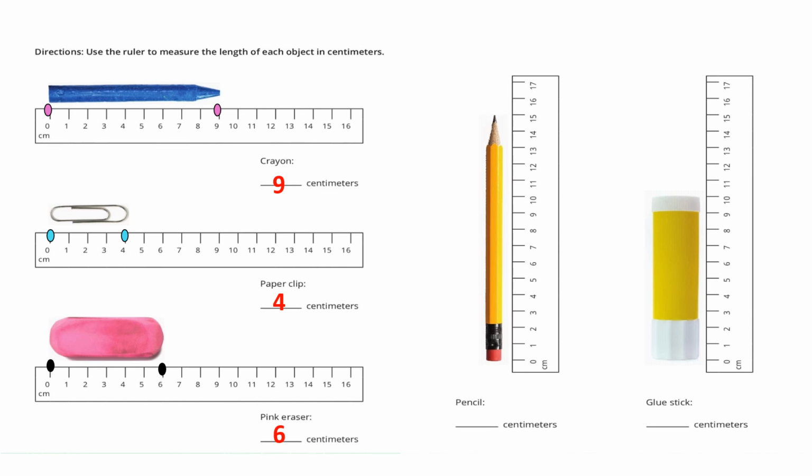And here we have an eraser. It starts from 0 to 6. So it's 6 centimeter. And we have a pencil here. It starts from 0 to 15. So it's 15 centimeter. And our glue stick from 0 to 10. It's 10 centimeter.